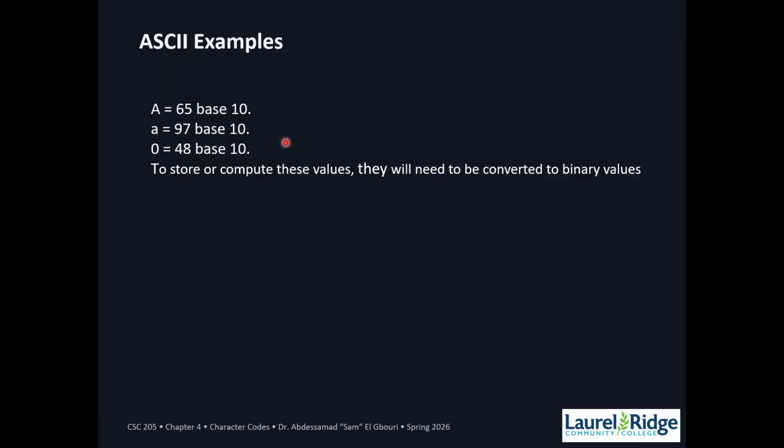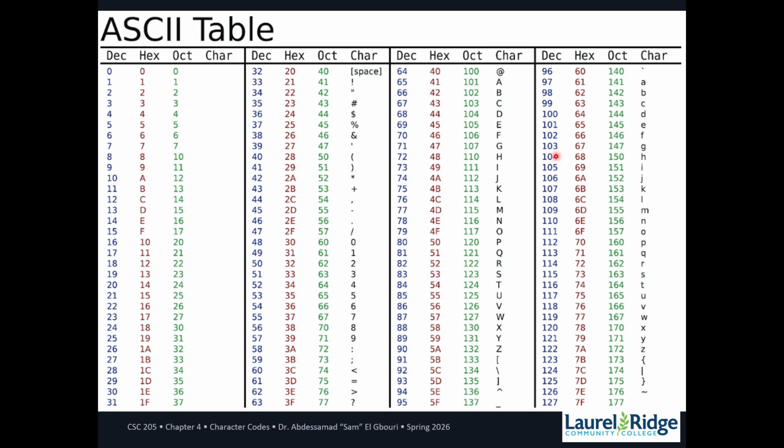For example, A is a 65, base 10. Remember, ASCII code is talking about base 10. Okay, this is not binary. All these are base 10. These are hexadecimals. This is octal, and so on.